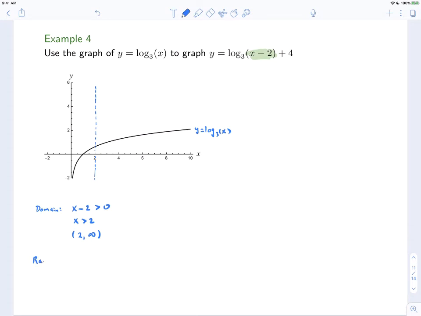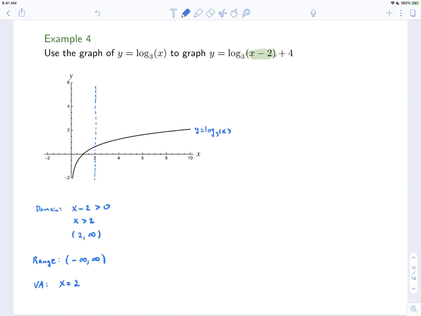The range is the set from minus infinity to infinity again. And now we have the vertical asymptote, which is x equals 2. So now is when I'm supposed to put it in, but I've already done it. Okay, the vertical asymptote, keep in mind, is just the endpoint of the domain, not the infinite endpoint. There's no vertical asymptote there.